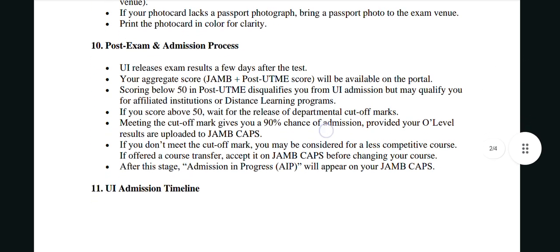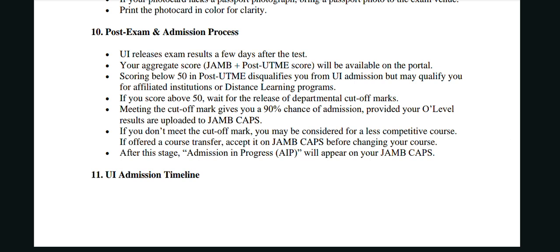So let's go to number 10. After the exam, the results will be released a few days or a week after the exam. As I've explained in the cut-off mark explanation, your aggregate score will be your JAMB score divided by 8 plus your post-UTME score divided by 2. The admission office will do that calculation themselves and just give you your aggregate. You can also recalculate it to see that it's correct.